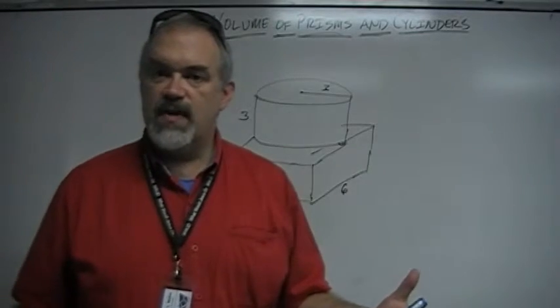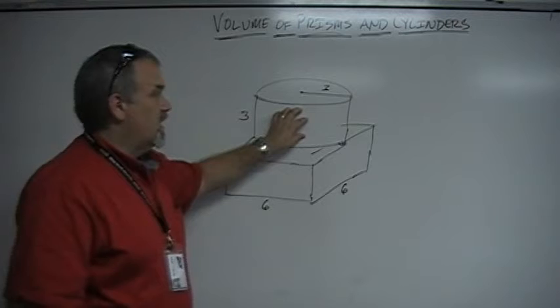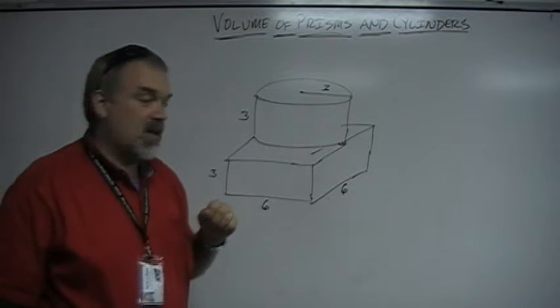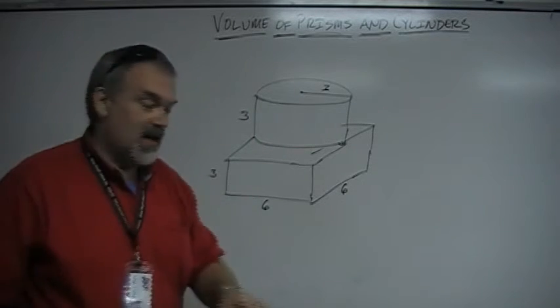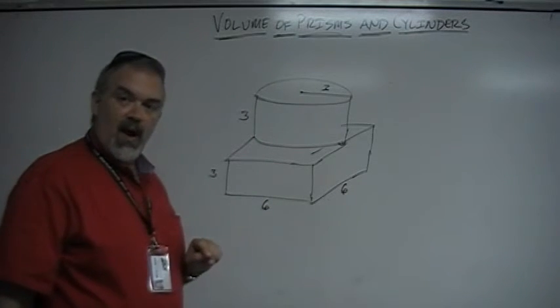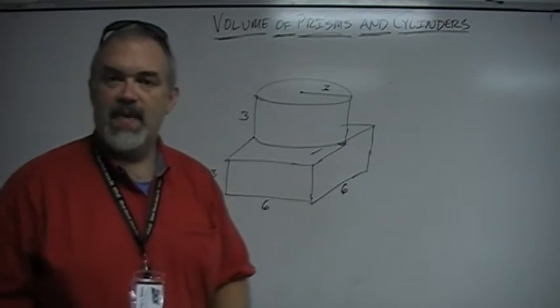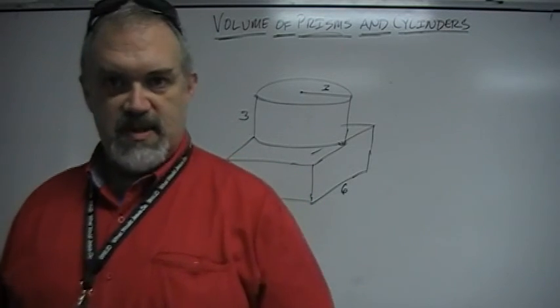All we have to do for this, and I'm going to let you do this on your own, is I would calculate the volume of the cylinder. You've just gotten that formula. You have the height, you have the radius, you can figure that out, and then you add it to the volume of this square prism, in this case 6 by 6 by 3, and you can do that. Have confidence in you, and that is the volume of prisms and cylinders.